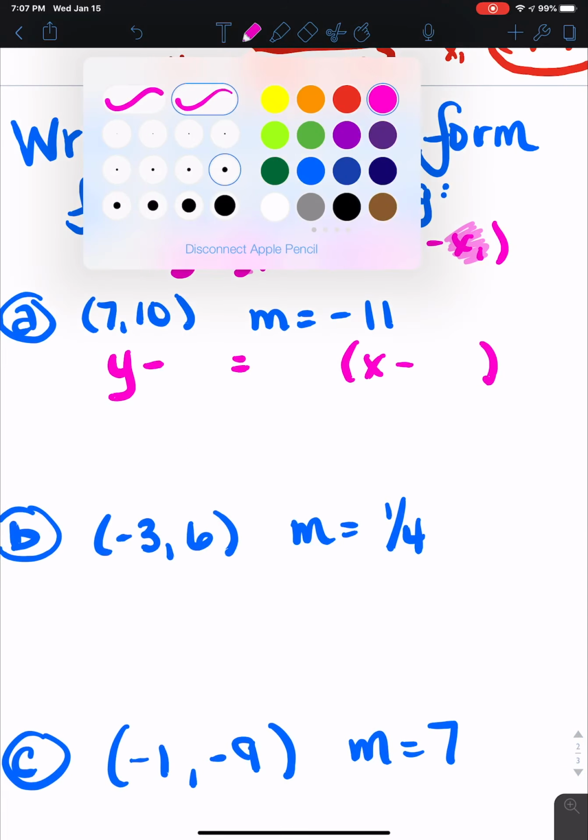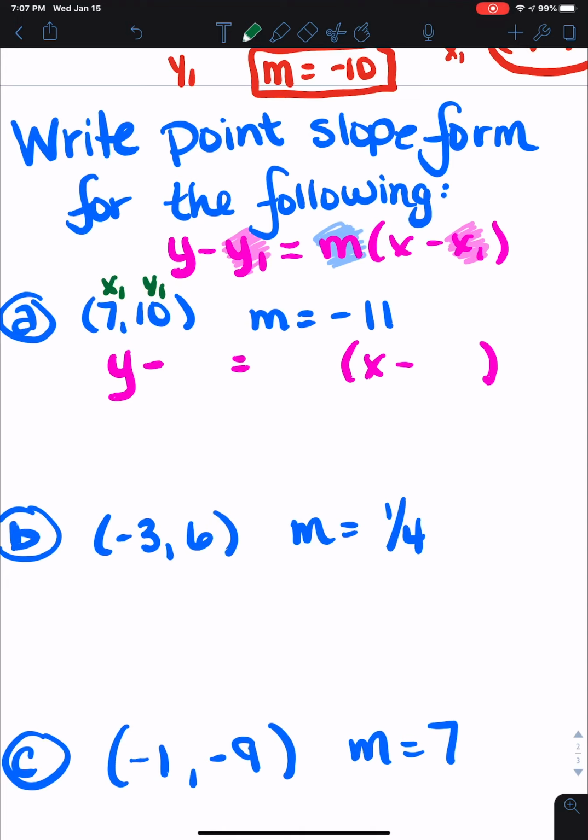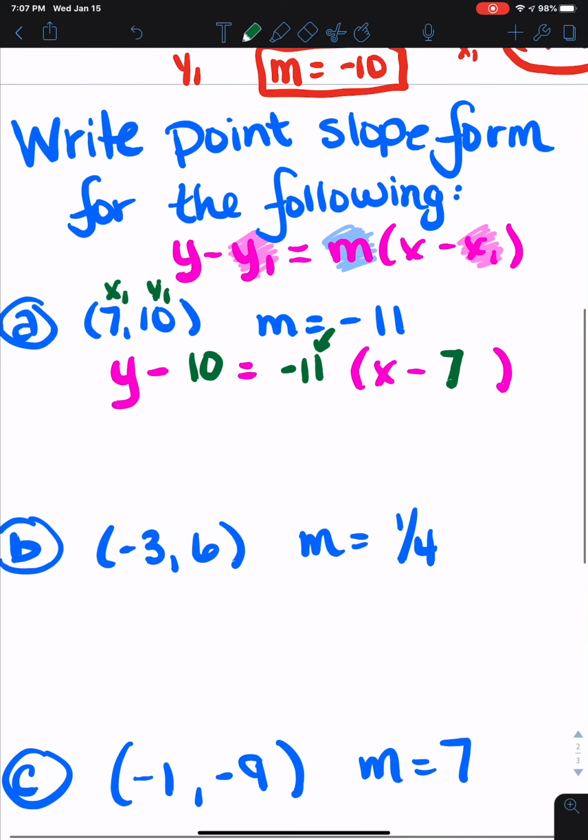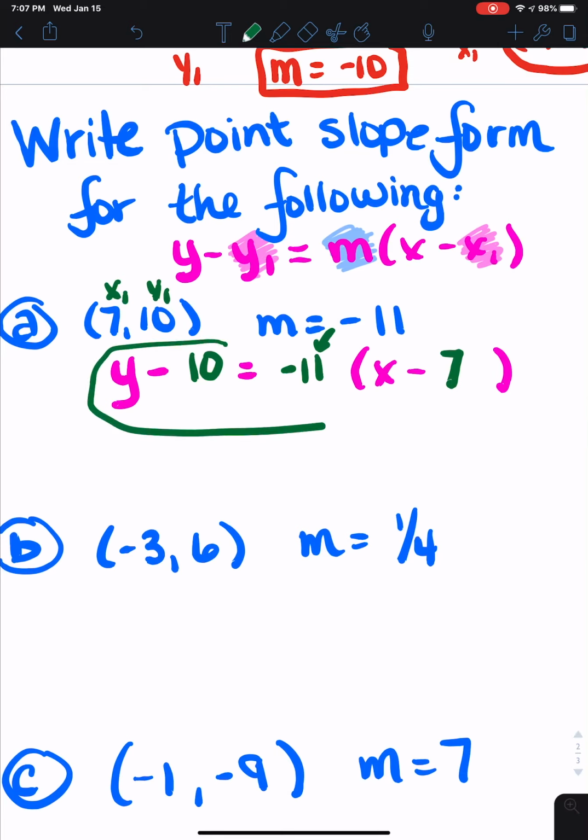So this is my x sub 1, and this is my y sub 1. So there's my 7, and there's my 10. Now this is going to go right in here, so negative 11. Now, I don't have any spots between the y and the number or the x and the number where I have two negatives to make a positive. So this is my point slope form.